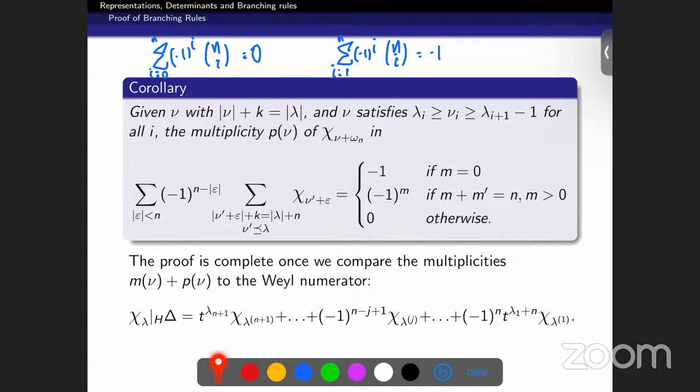And in the other case, the contribution from the right-hand side is exactly 0. So in the case when m equals 0, we have that p nu is 1. So m nu has to be 1. Sorry, this p nu was minus 1. So m nu has to be 1 for this whole thing to be 0, which says that the multiplicity is exactly 1 when this interlaces and 0 otherwise.